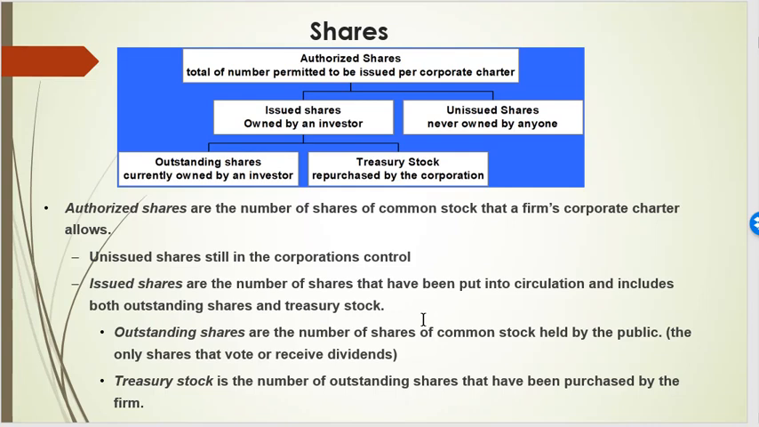But for purposes of this chapter, what we need to understand is these outstanding shares are the only shares that vote, and they're the only shares that receive dividends. So as we're thinking about managers making decisions that affect stock price, it's these shares here that we're ultimately narrowing in our focus on.